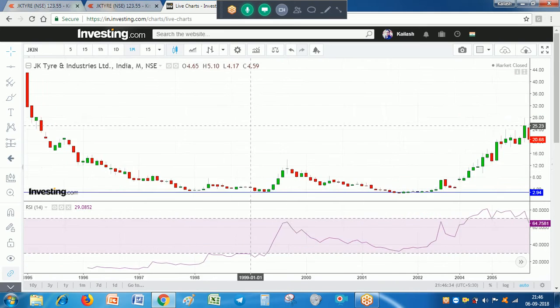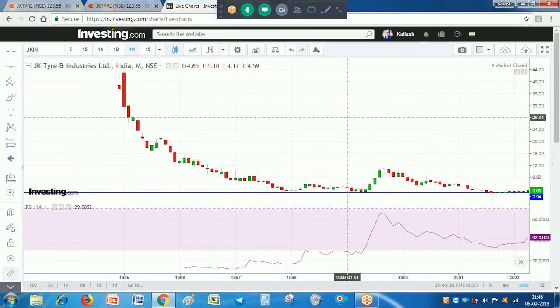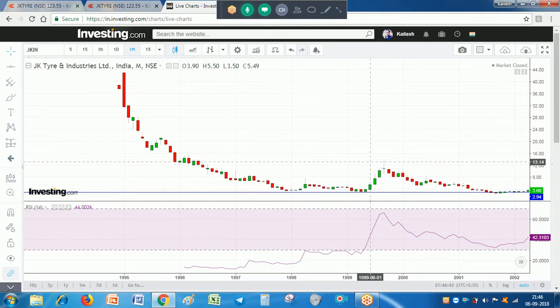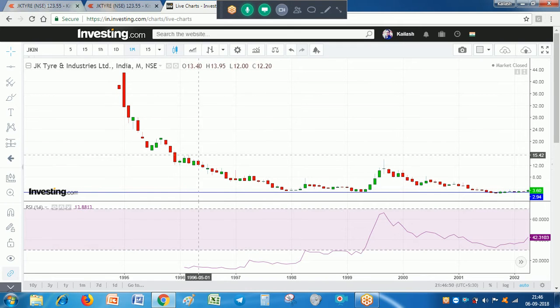Look at this level, friends. Once the stock came to this level, this 3 rupees level, it acted as a support for the stock. The stock took support at this level. Once it was falling, it came to this level but did not fall below it. The price was already heavily corrected and had shown a huge fall, but from this level of 3 it started an upward journey.